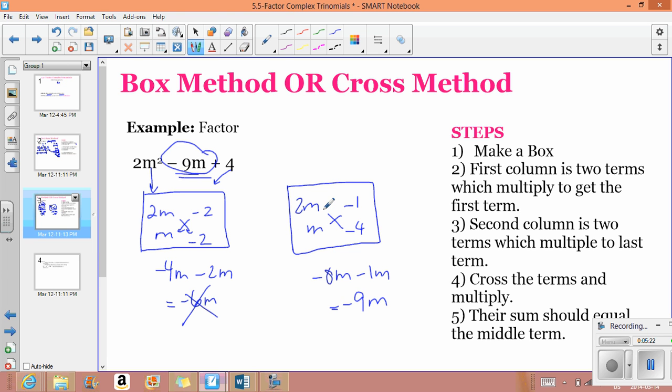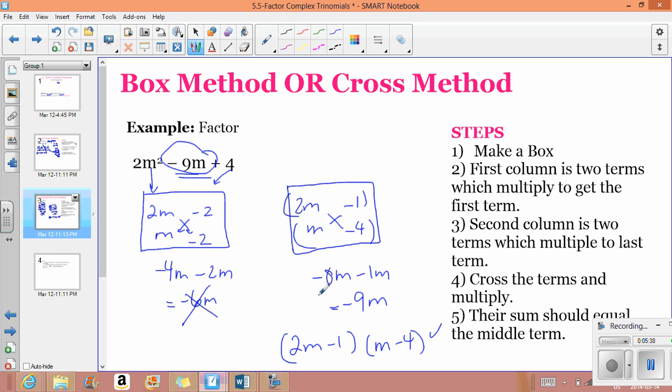As long as once you've done your cross, you get the middle term you're looking for, these are your factors. So how do you write those? You write them exactly as they are in the box. So your answer would be 2m minus 1 and m minus 4, and then it would be factored.